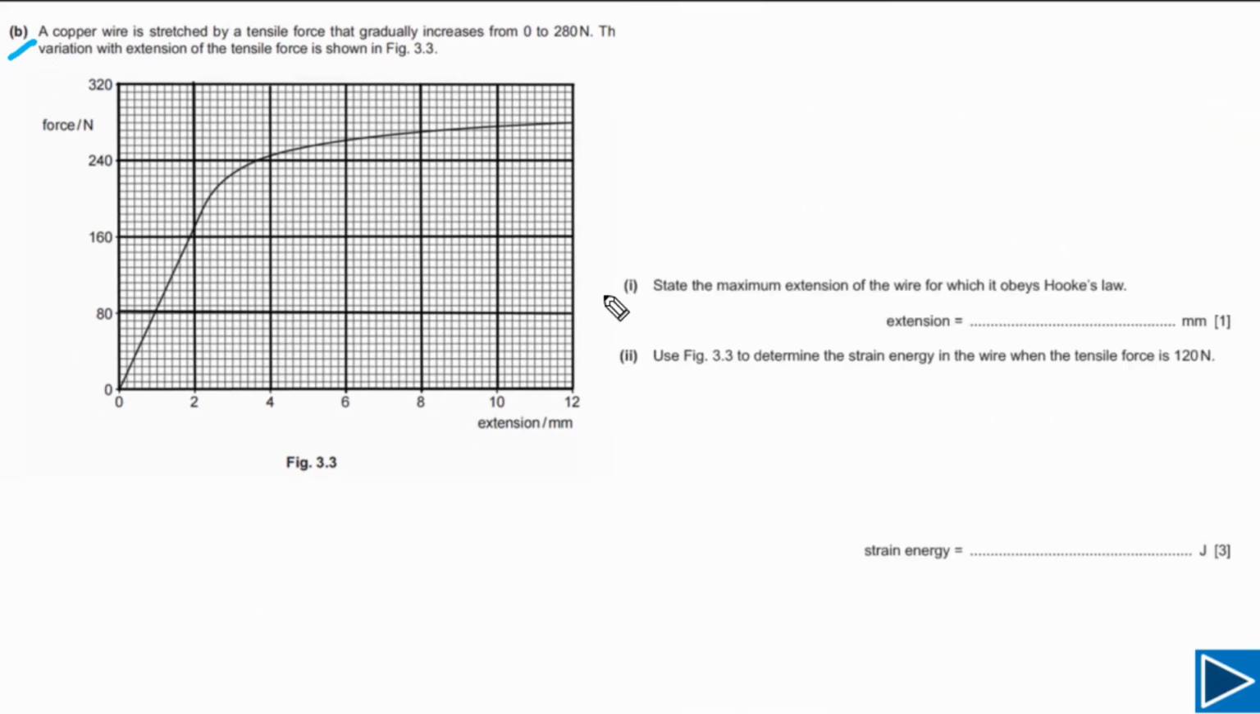For part D, the question is asking us to state the maximum extension of the wire for which it obeys Hooke's law. First of all, let's try to understand what Hooke's law is. So let me write down a little bit about Hooke's law. According to Hooke's law, the force, meaning the applied force and the restoring force, they are the same.